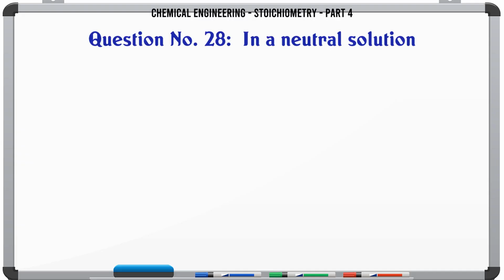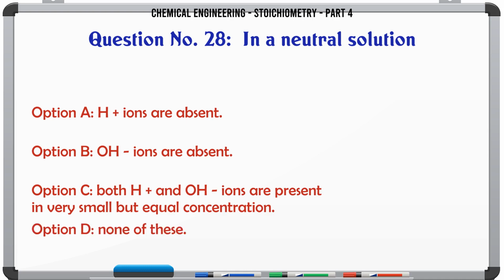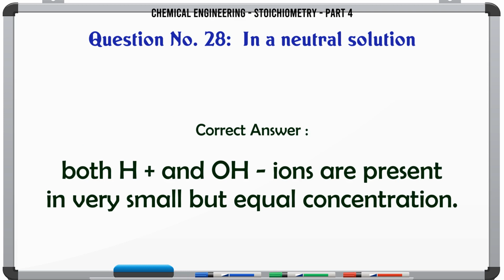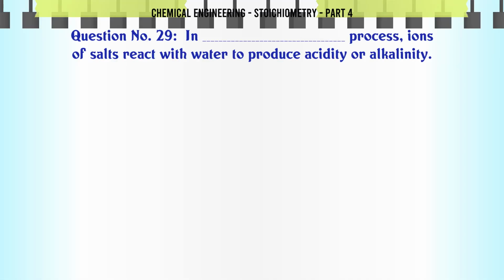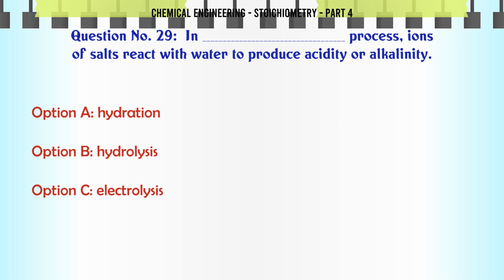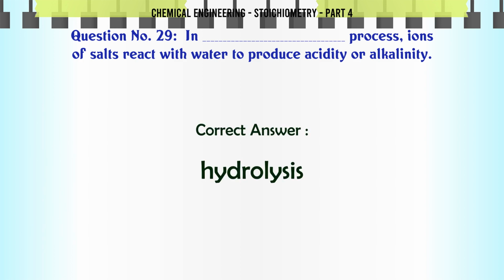In a neutral solution, A. H ions are absent, B. OH ions are absent, C. both H and OH ions are present in very small but equal concentration, D. none of these. The correct answer is both H and OH ions are present in very small but equal concentration. In process, ions of salts react with water to produce acidity or alkalinity. A. hydration, B. hydrolysis, C. electrolysis, D. dialysis. The correct answer is hydrolysis.